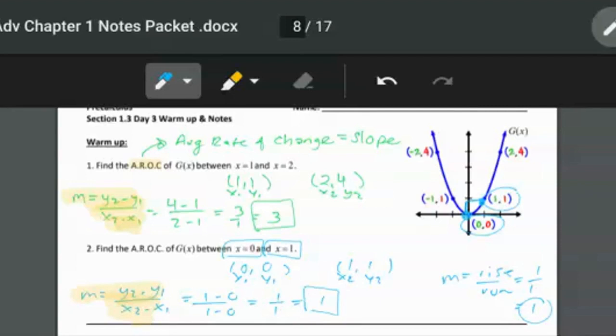When you do have a graph in front of you where you can easily count, rise over run is an option. If you didn't have a picture of the graph and it was more difficult to count, that's when you'd want to use this y2 minus y1 over x2 minus x1. But it really doesn't matter which method you choose.